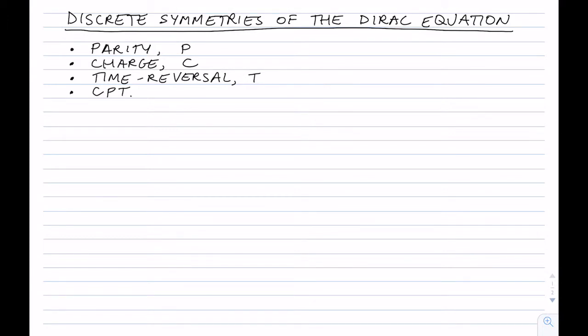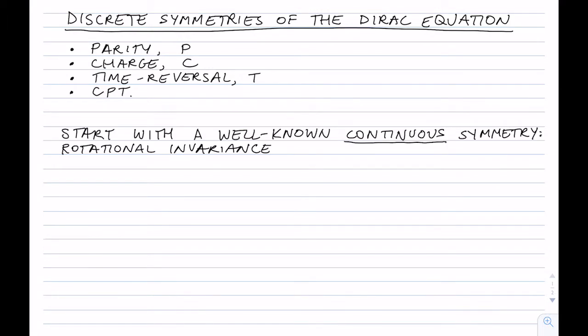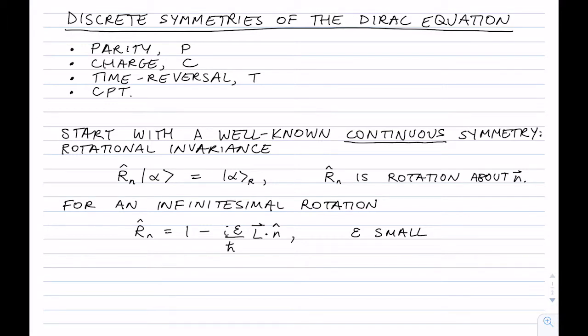continuous symmetry of rotational invariance. If we think about how a rotation around some axis n affects a ket alpha, a wave function alpha, then we would say that that's just alpha in some rotated frame. For an infinitesimal rotation, by some small angle epsilon around the axis n, the rotation can be represented by 1 minus i epsilon over h bar L dot n, where L is the angular momentum operator, which in this case is the generator of the rotation.